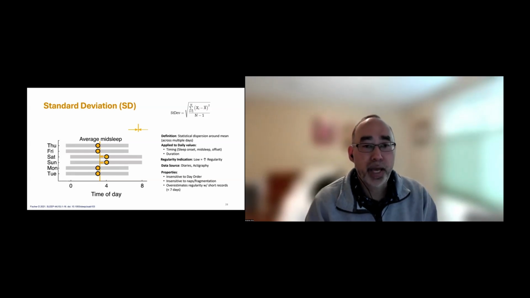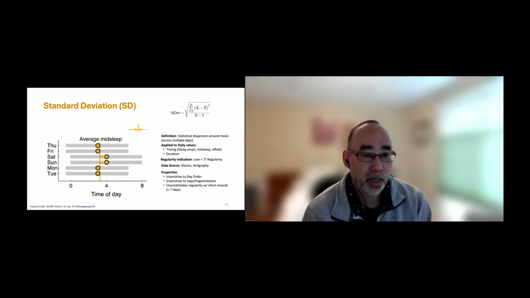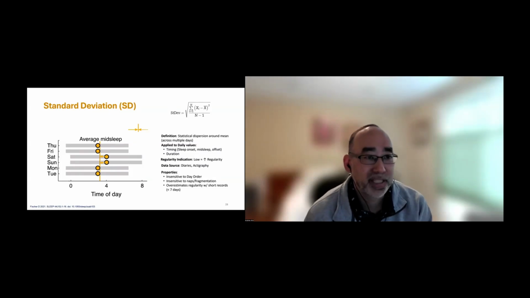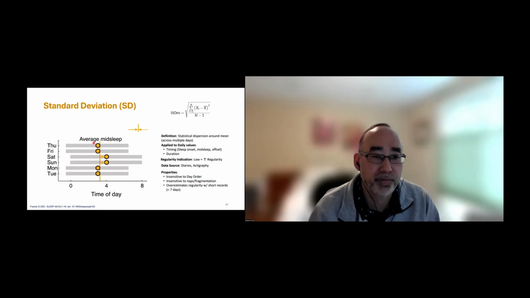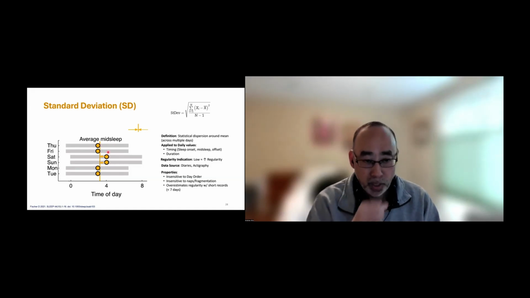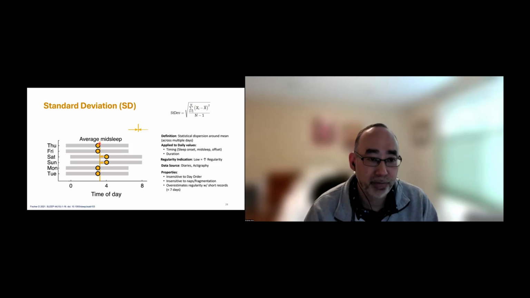So the first one that is probably the oldest one around and probably the easiest to interpret is standard deviation. And in this case, this shows an example of the standard deviation of mid sleep. The idea is that you identify the mean average of the mid sleep across all the sleep periods that you have, and then you calculate the deviation of each night from this mean. So this creates the standard deviation. It makes sense that this just means literally the statistical dispersion around the mean across multiple days.